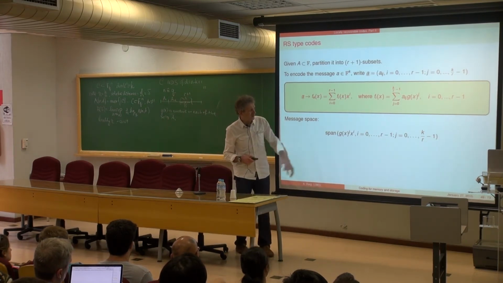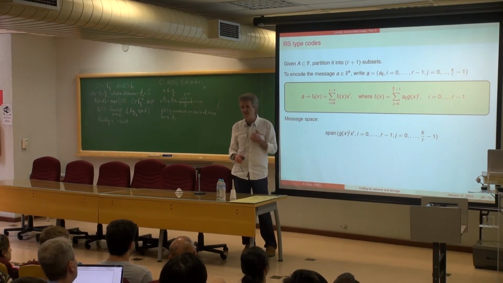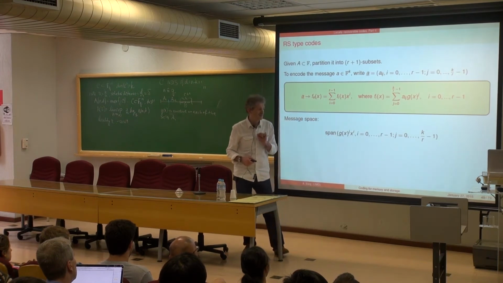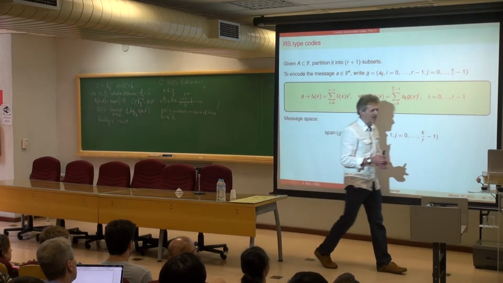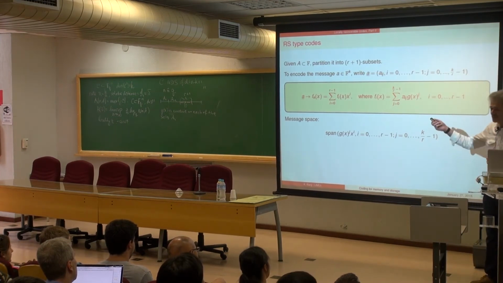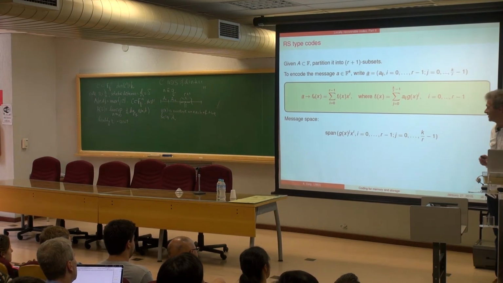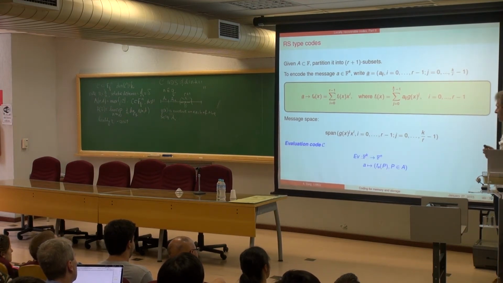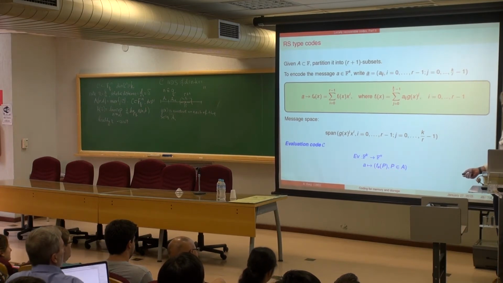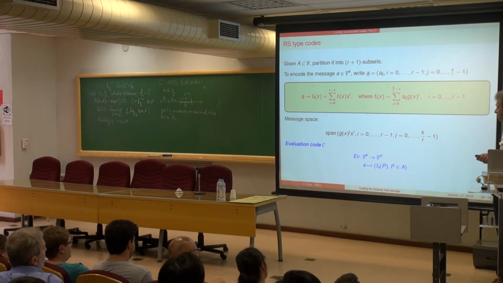And an interesting remark is that now the message space is the span of the following functions. Previously we had just monomials. Now we have g(x)^j x^i. That was the construction, and we have convinced ourselves, at least I convinced myself, that the recovery is done by polynomial interpolation. Right? So overall, this is called an evaluation code. We take the messages, we build the polynomials, we evaluate the polynomials at the points of the set A. Evaluation codes.